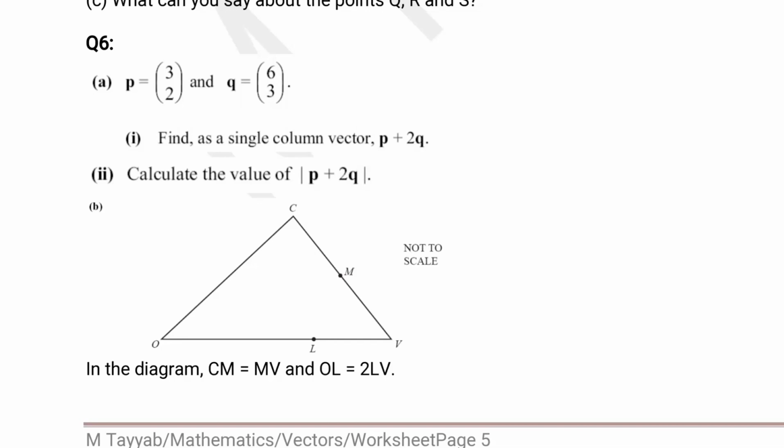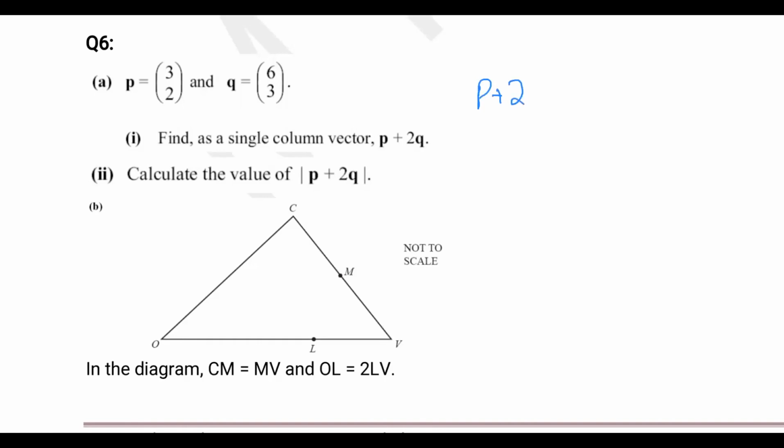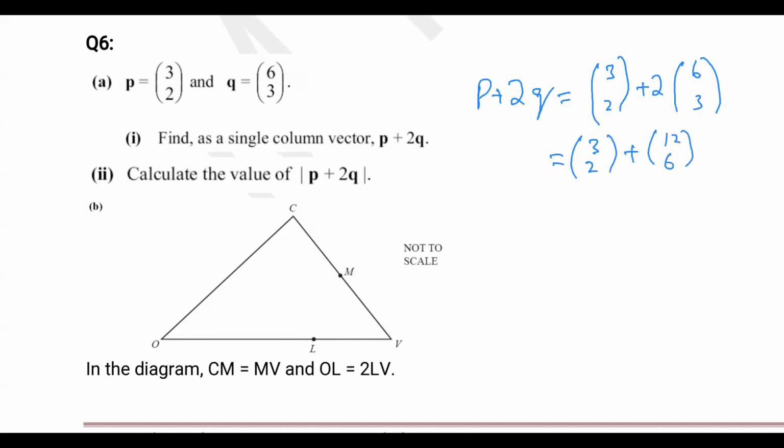P plus 2q is simply, what answer did you get for the vector P plus 2q? P vector is (3, 2), plus 2 times q is (6, 3). So just the matrices. Multiply 2 inside, (12, 6), and then add them, (15, 8). That's the vector P plus 2q.